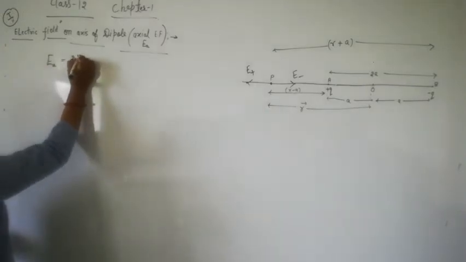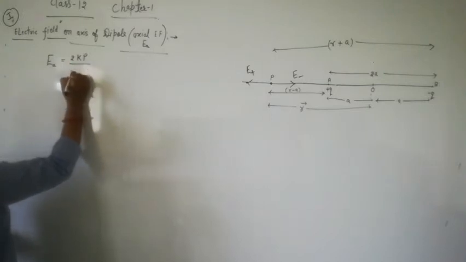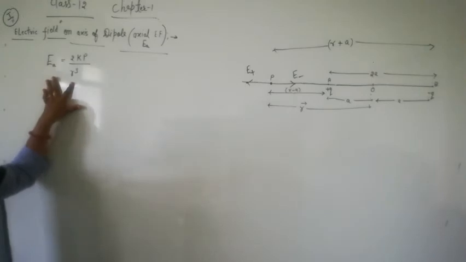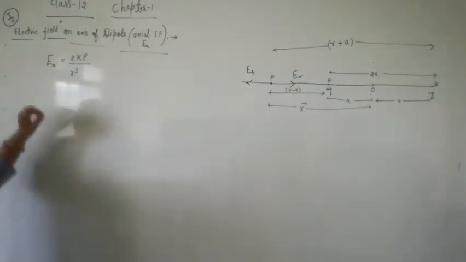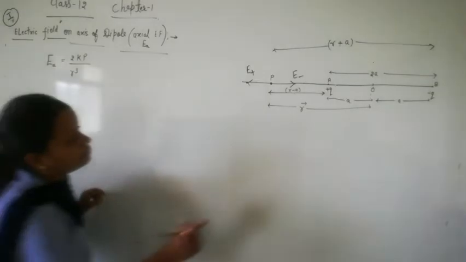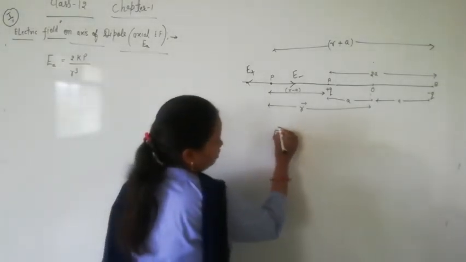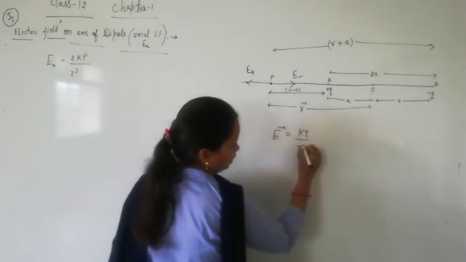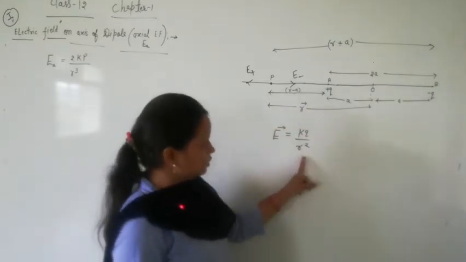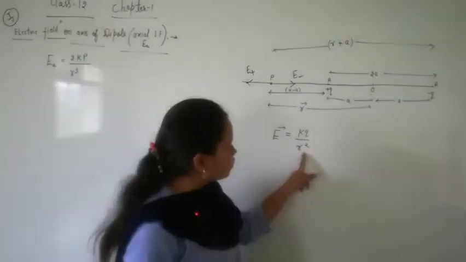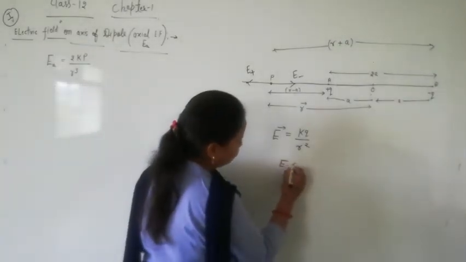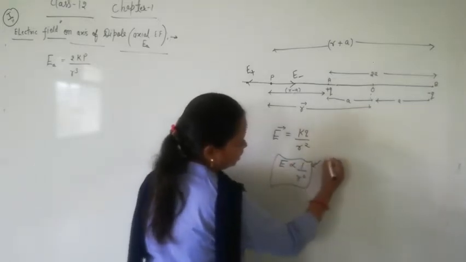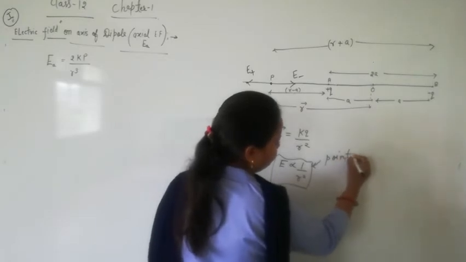On the axial axis, we obtain the formula 2kp upon r cube. A graphical arrangement and a small question arise here. The electric field due to a point charge is kq upon r square. I mean E is inversely proportional to r square due to a single point charge.